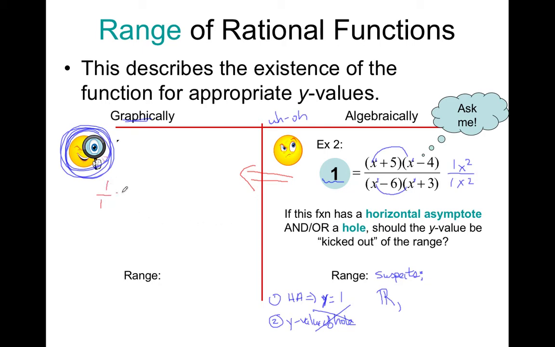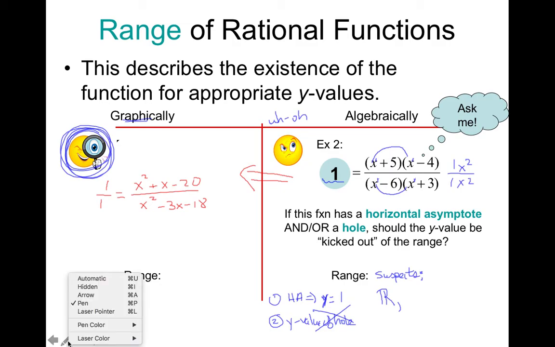1 over 1 is equal to x squared plus x minus 20 over x squared minus 3x minus 18. Now, I don't actually need a lot of algebra. When is any fraction going to be equal to 1? It's when the numerator and denominator are equal, right? I can tell this numerator and denominator is not the same. So anyway, I'm going to multiply both sides by this denominator, right?